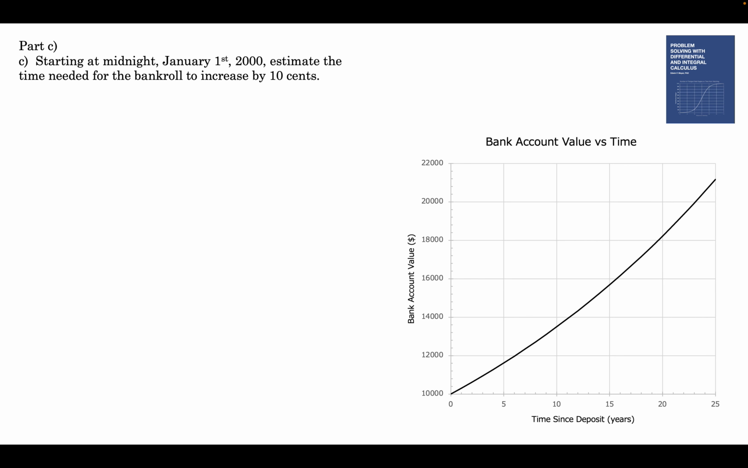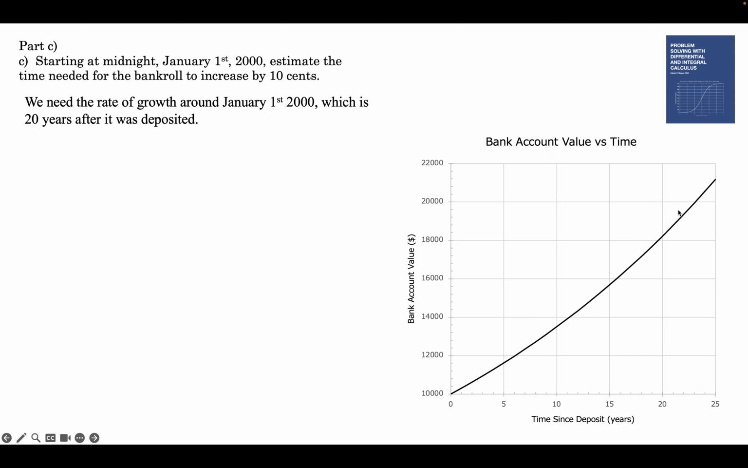On to part C. Starting at midnight, January 1st, 2000. That's 20 years after it was deposited, right about here. Estimate the time it takes for the bankroll to increase by 10 cents. So here we're given the rise. The rise is 10 cents. How far do we have to go over to get a rise of 10 cents? So we need the growth rate. It's not $320 a year anymore. We have to measure the growth rate again. It's significantly higher. So there's the point, 20 years.